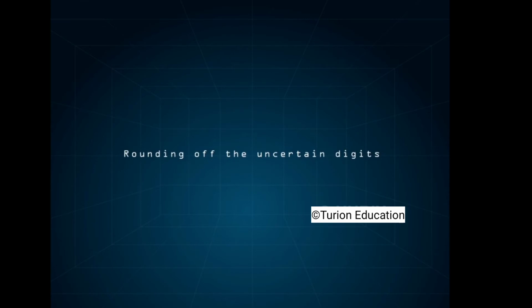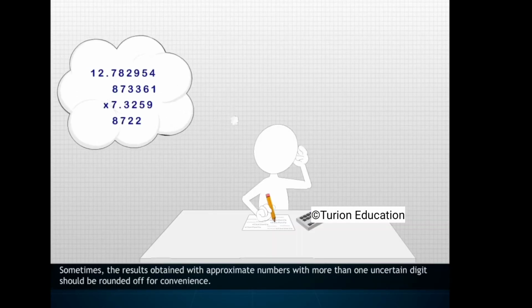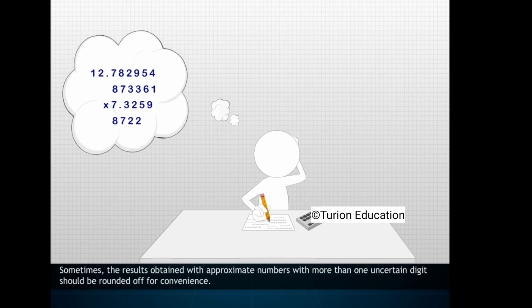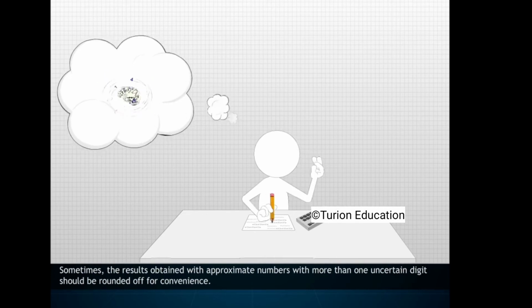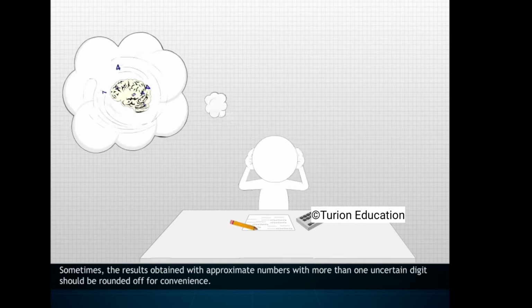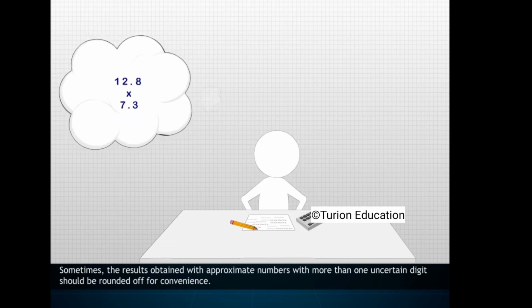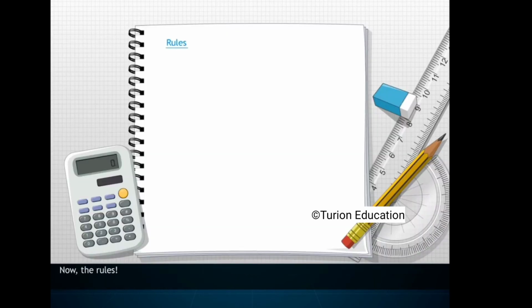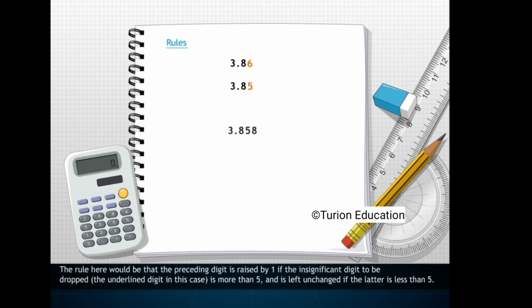Rounding off the uncertain digits. Sometimes the results obtained with approximate numbers with more than one uncertain digit should be rounded off for convenience. Now, the rule. A number 3.858 rounded off to three significant figures would be 3.86. Another number 3.854 would be 3.85. The rule here would be that the preceding digit is raised by 1 if the insignificant digit to be dropped, the underlined digit in this case, is more than 5, and is left unchanged if the latter is less than 5.